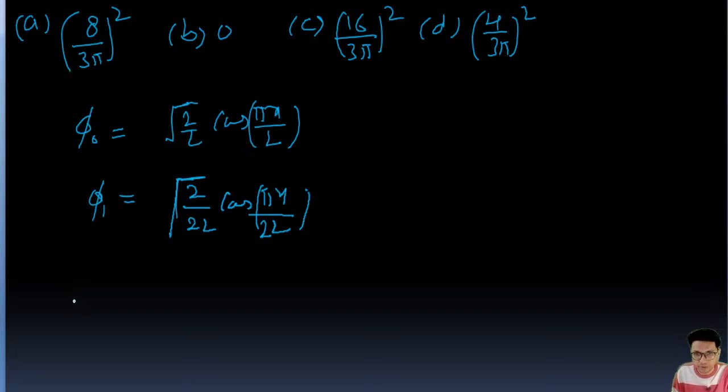So the probability formula we know, that is P is going to be mod of phi 0 phi 1 whole square, right? This is the one. Now it's a simple integration, we need to do it. Okay, so this is going to be P equal to integration.